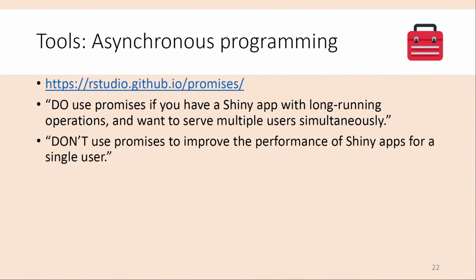What's great is that in the documentation, they state both these things, as in do not use promises if you have a Shiny application that has long-running operations and you want to serve multiple users simultaneously. So you need to understand the paradigm of asynchronous programming. It's not this fix-all where you say, okay, just go away and do stuff and I'll deal with it later.